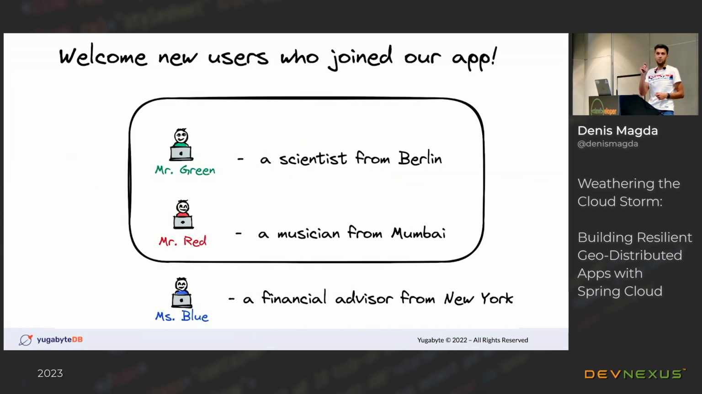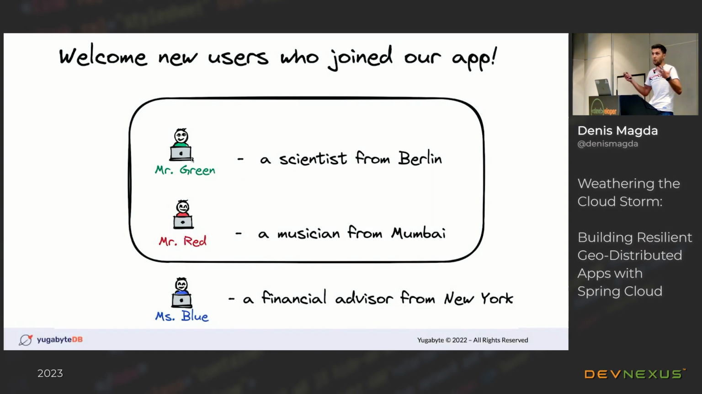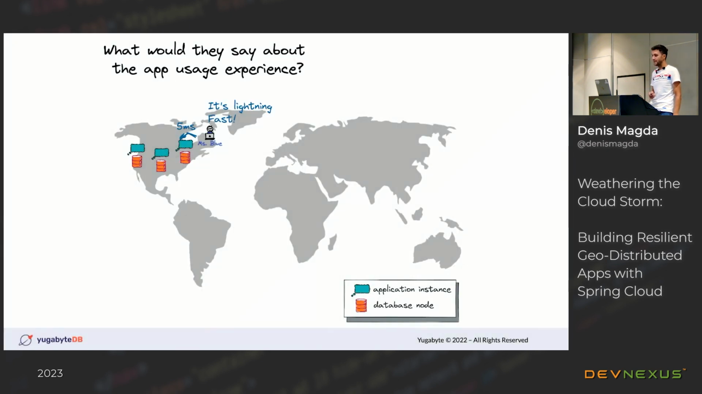Let's welcome our 2 new users who joined our messenger. One of them is Mr. Green. He is a scientist from Berlin. He learned about our messenger and decided to give it a try. And another one is Mr. Red. He is a musician from Mumbai. Also, the word of mouth: people started learning about our messenger. And then imagine that we, as the creators of this application, had the chance to talk to our users.